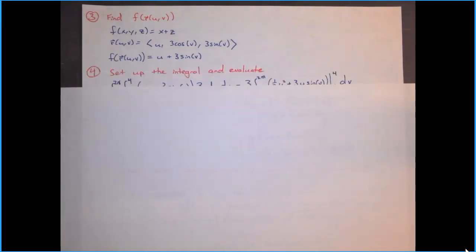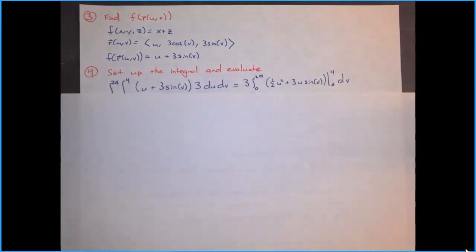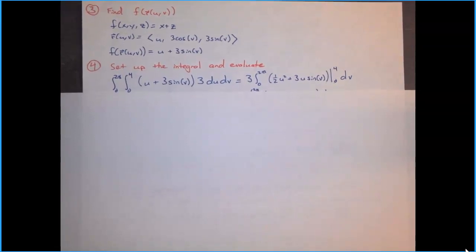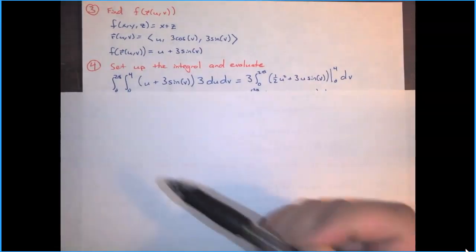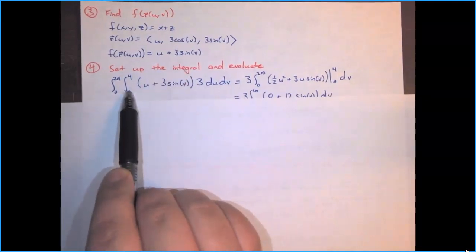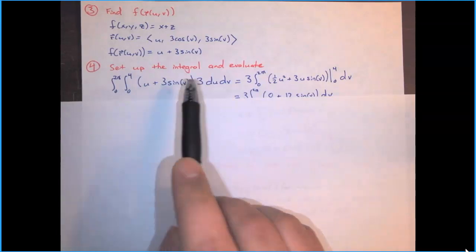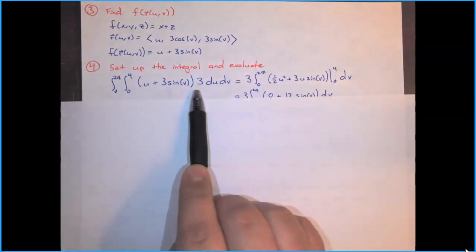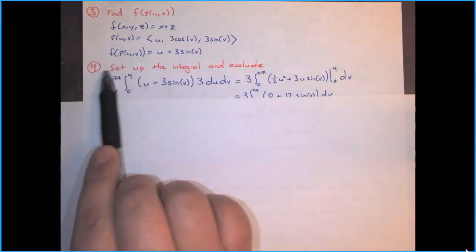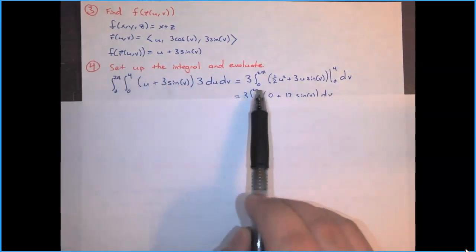Anyway, moving on to integration. Our next step is to set up the integral and actually evaluate it. We know that we're integrating with respect to u and v. V goes from 0 to 2 pi, u goes from 0 to 4. We're integrating our function, which was x plus z, is now u plus 3 sine v. And now I need this d sigma, which was 3 du dv. So this is our integral. This 3 I can just pull all the way out, which I do here.